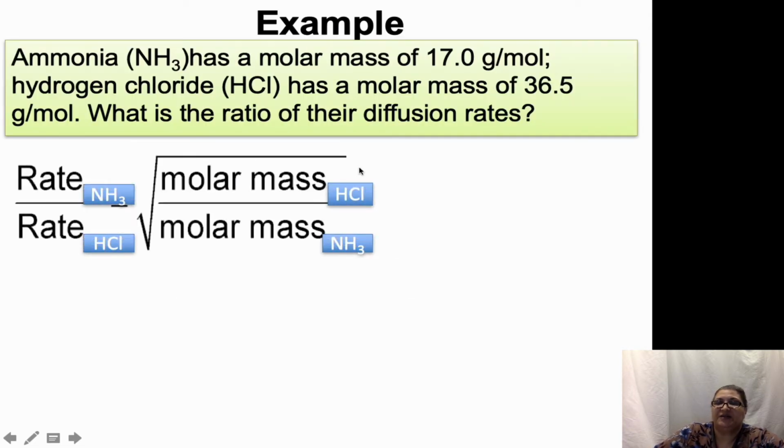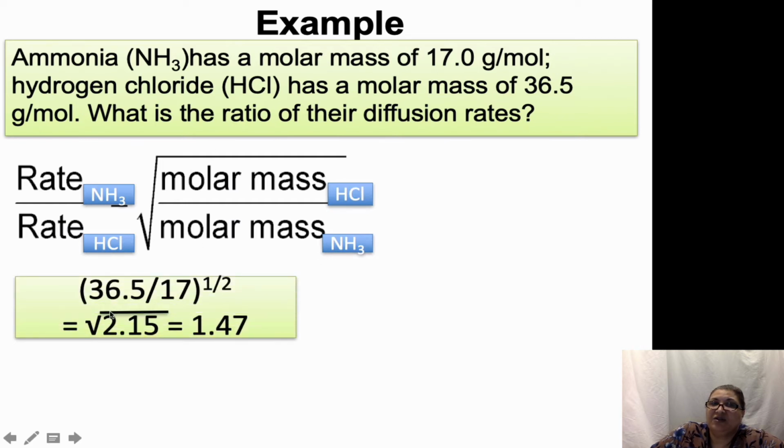So we're going to practice a little bit. Here's the first example. Ammonia has a molar mass of 17. Hydrogen chloride has a molar mass of 36.5. What is the ratio of the diffusion rates? The first one mentioned is ammonia over hydrogen chloride. Then we take the square root of the mass of hydrogen chloride over ammonia. So we have 36.5 divided by 17, and we take the square root.